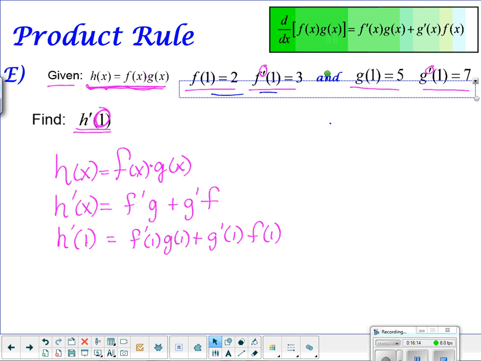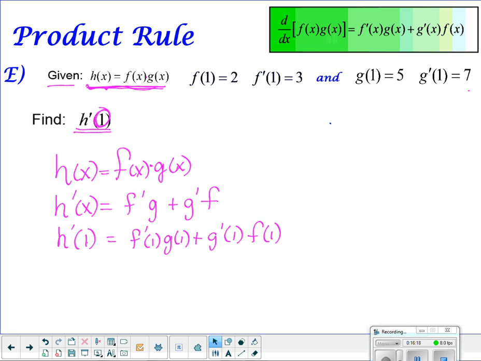All right, I really have a mess up here. Let's clean this up. Okay. Final line, h prime of 1 is equal to f prime of 1 is a 3. g of 1 is 5.